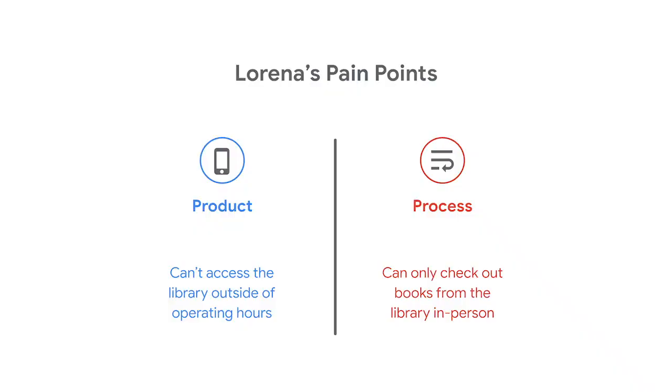The first pain point is that Lorena can't access the library outside of operating hours. That pain point falls into the product category, because the library is considered the product and the user, Lorena, is having an issue using the product.